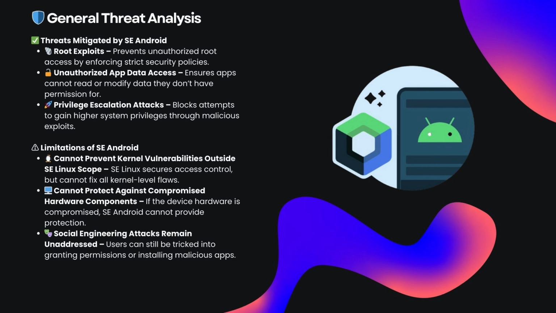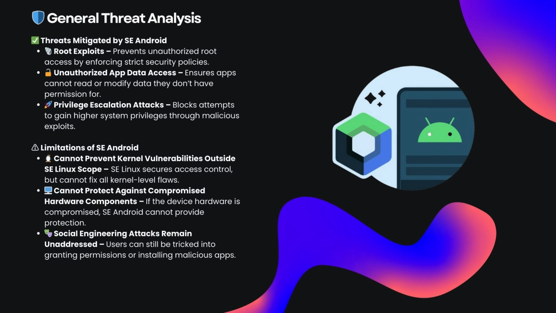One of the most common threats on mobile devices is the potential for apps to read or modify data they shouldn't. SE Android ensures apps cannot access data they don't have permission for, blocking any unauthorized data access. SE Android blocks attempts to escalate privileges through malicious exploits. This ensures that apps or processes cannot escalate their privileges to gain access to system-level resources they should not be allowed to control.